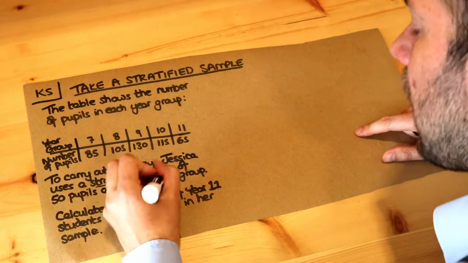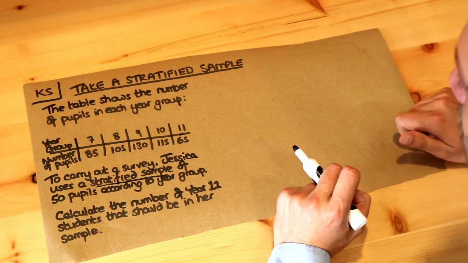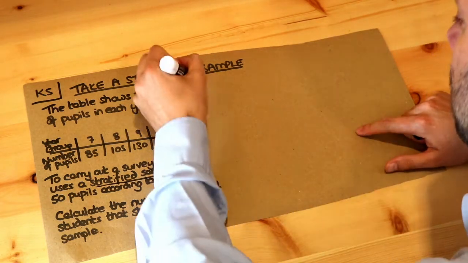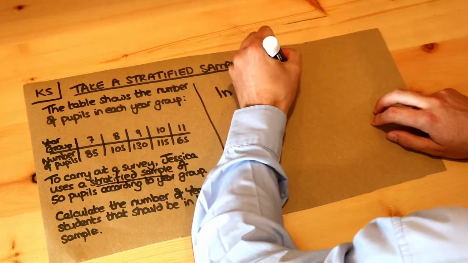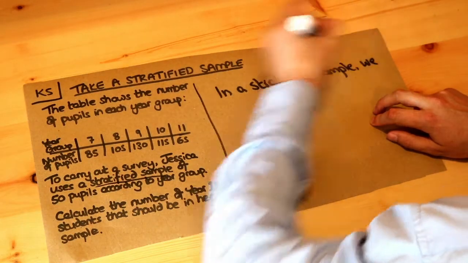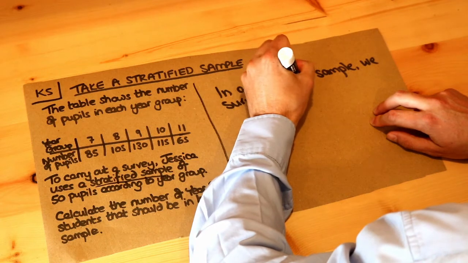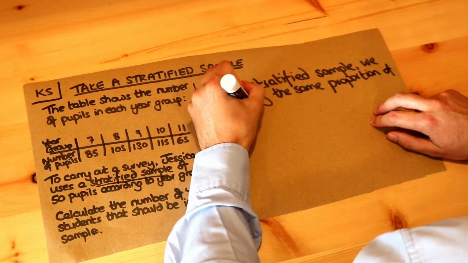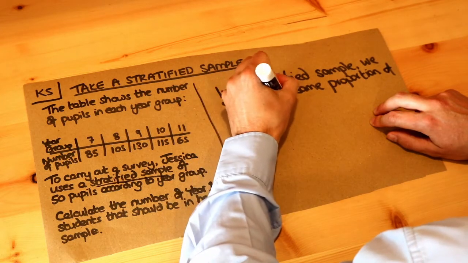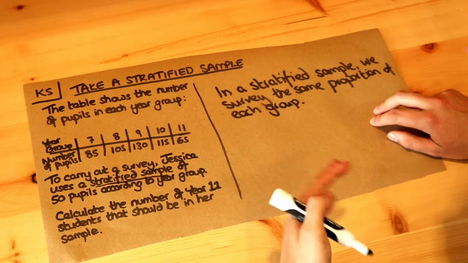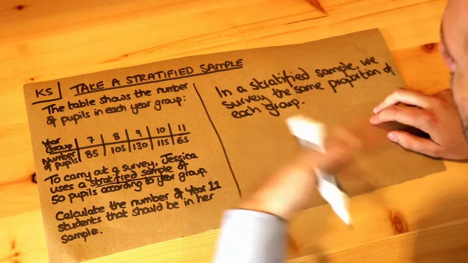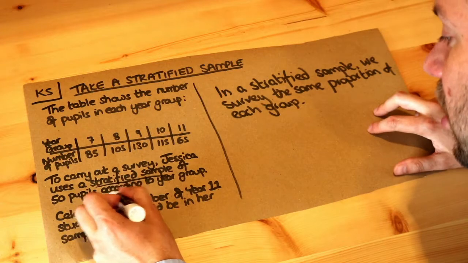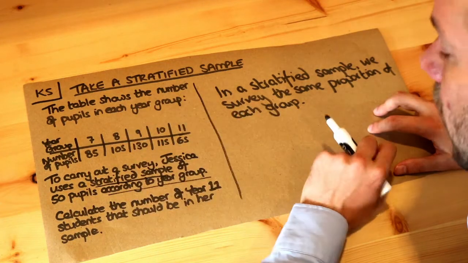So what a stratified sample does is it gets around this problem by saying we want to survey the same proportion of each group. So let me write that down. In a stratified sample, we survey the same proportion, so the same percentage, the same fraction of each group. Now, what do we mean by group? Well, we have to specify what the group is. It might be that we group the population based on ethnicity or age group. And in this particular case, it tells us in the question that we're grouping according to year group.